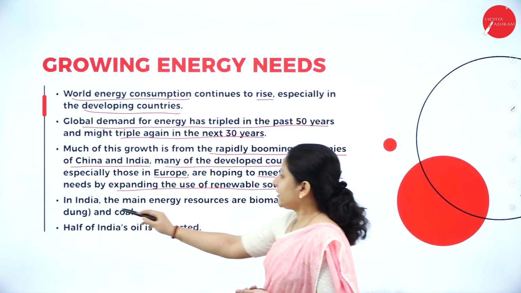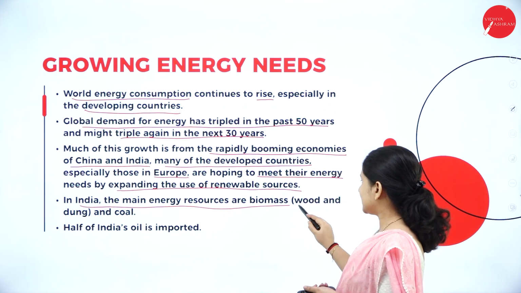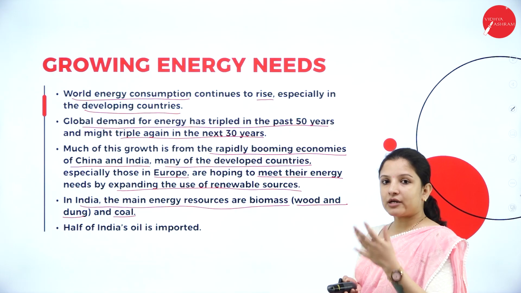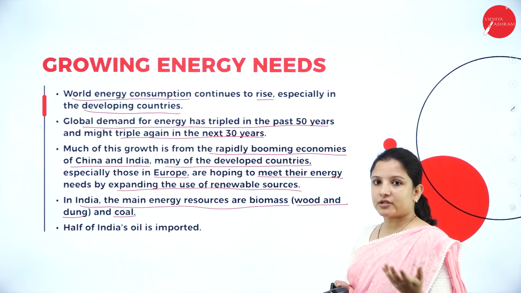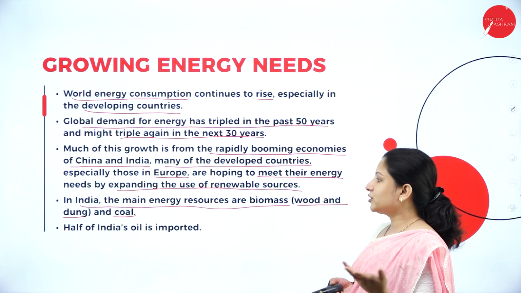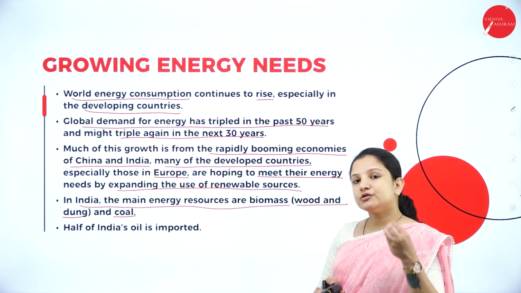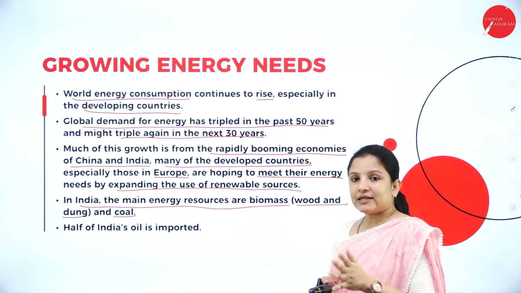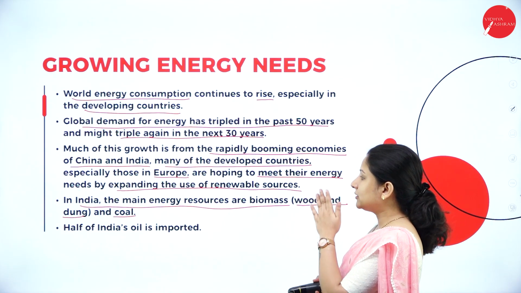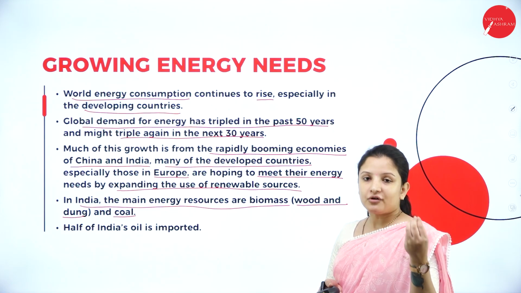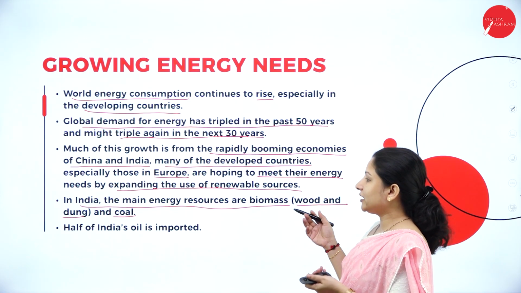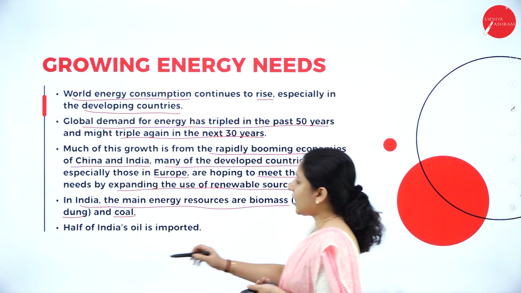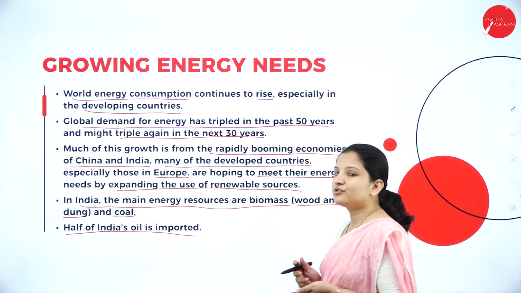So in India, the main energy resources are biomass, such as wood and dung, and also coal. Most of our trains even now run with coal, right? So coal is one of the important energy resources being used, and also wood and dung, because though we are a developing country, there are still many villages dependent on coal, dung and wood as their source of energy even today. So that is why in India a lot of non-renewable energy resources are still being used today, and half of India's oil is imported. This is also one of the problems.